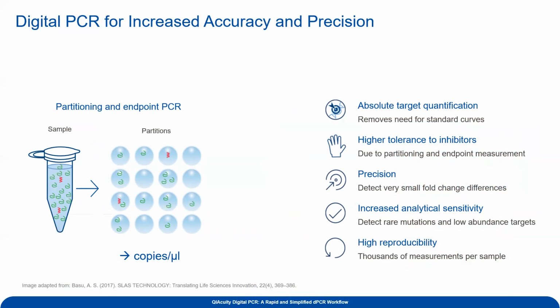The precision for digital PCR, because we're subsampling that same reaction many thousands of times over, tends to be excellent, on the order of 10% or greater. So that allows you to resolve very small fold change differences for things like microRNA or mRNA expression.